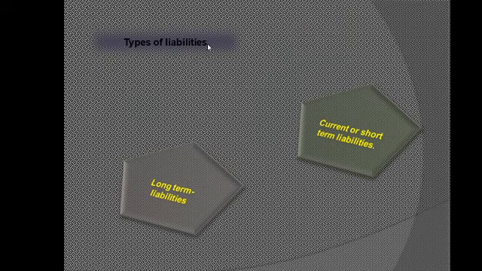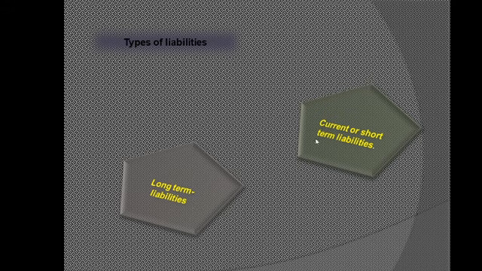Here we have types of liabilities. We have just two types of liabilities: long-term liabilities and current or short-term liabilities. Now let's start by explaining long-term liabilities. Just like the name implies, long-term liabilities are those liabilities that last for more than 12 months, more than 1 year, like debenture or a long-term loan from the bank. You classify them under long-term liabilities.